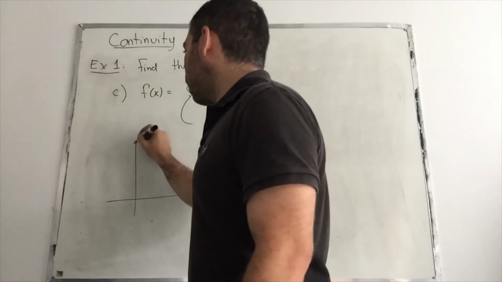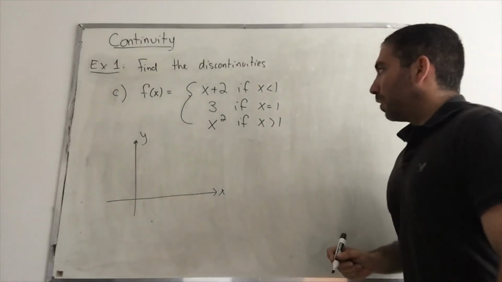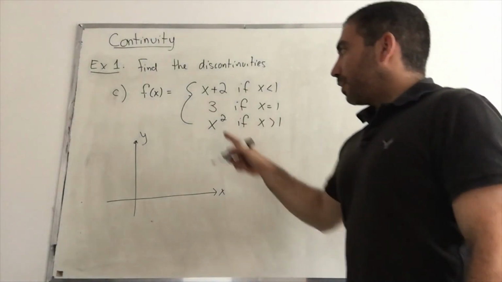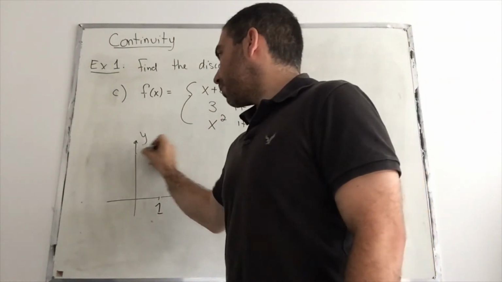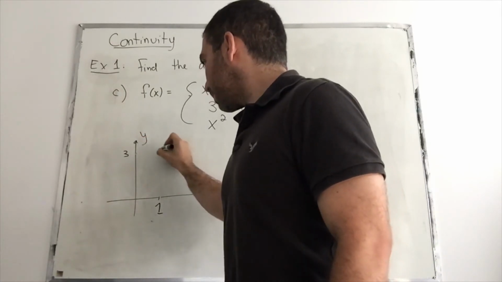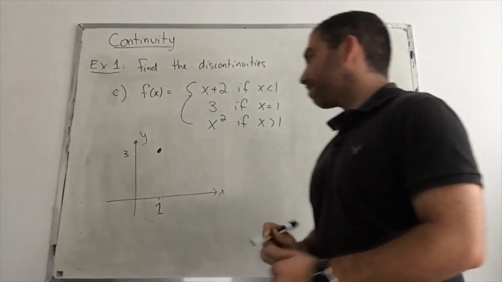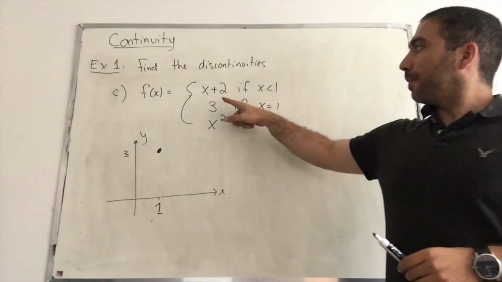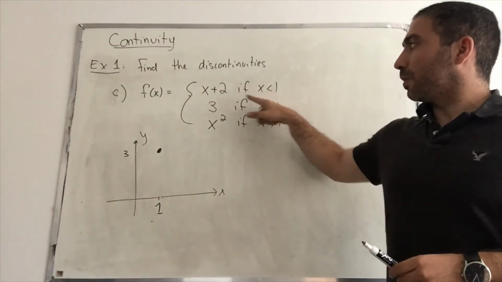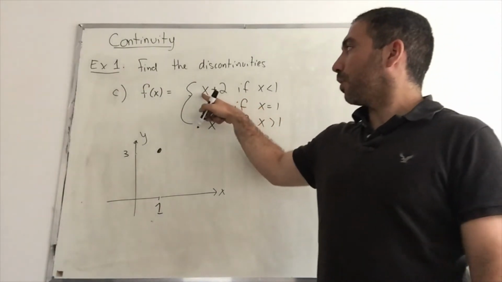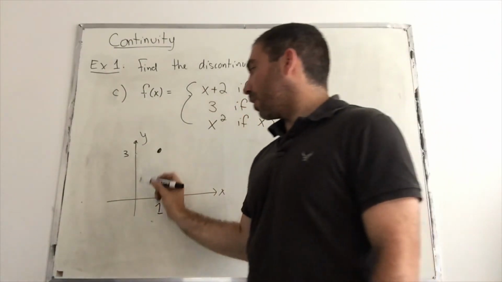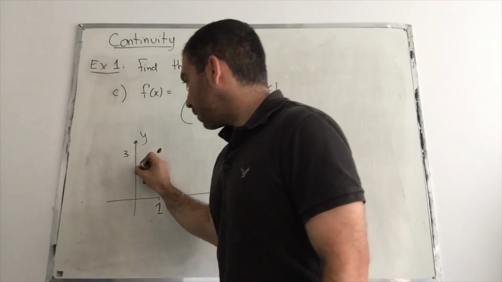This is our x, y axis. When x is equal to 1, the function is equal to 3. So when x is 1, the y value is 3. Let's put it up here. So it's defined at this point. When x is smaller than 1, it's x plus 2. So essentially the y-intercept is 2 and it has a positive slope of 1. So the line's going up, it's a straight line. Let's say this is 2.